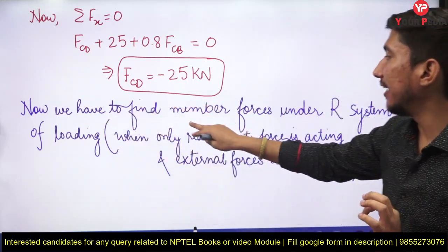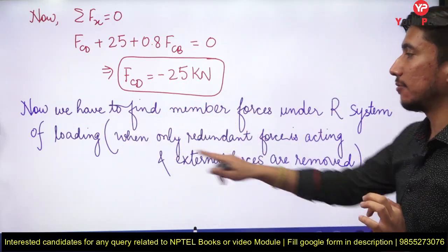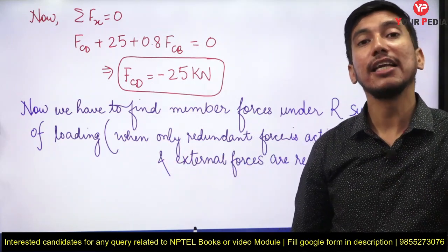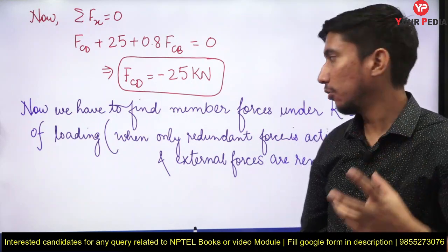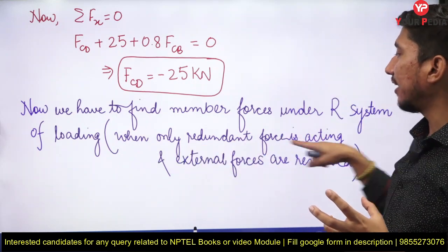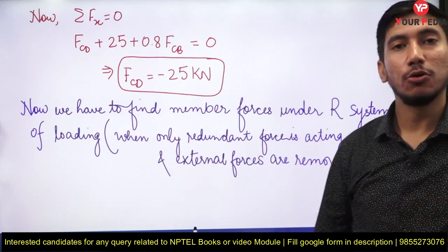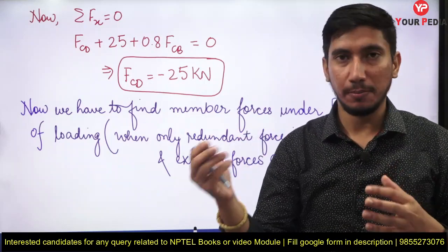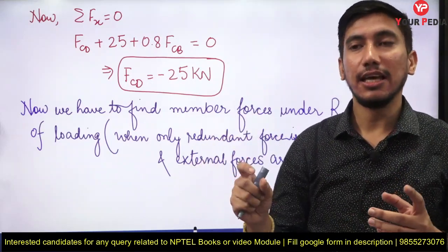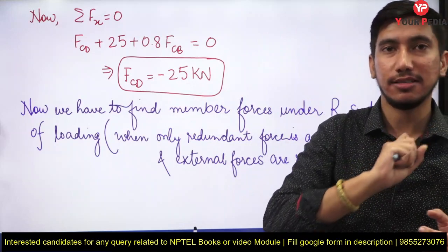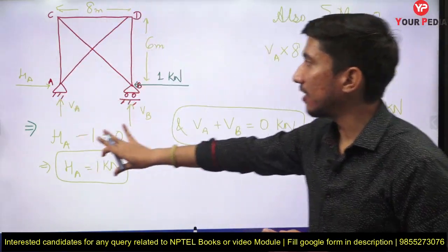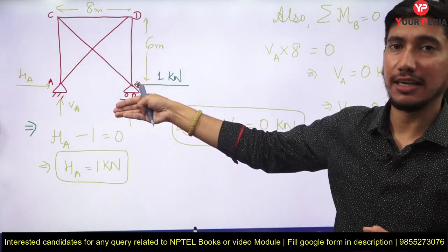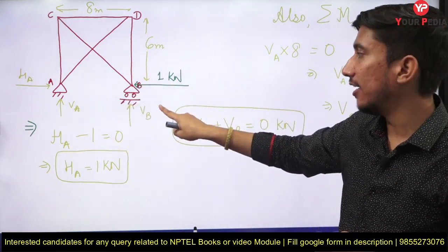Now we have to find the member forces under our U system of loading, that is, under unit loading. So when only the redundant force is acting and the external forces are removed, in this case only the unit load we will apply, because we have already seen how we convert this unit load into our system of loading. Okay, so we have the same truss. Now a unit load is acting in the direction of the redundant force.